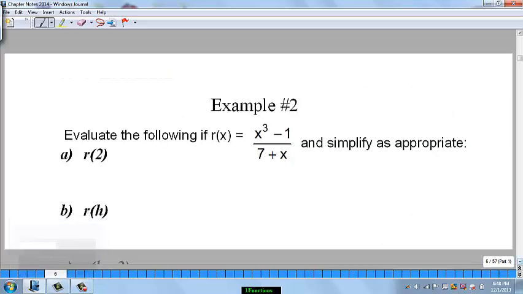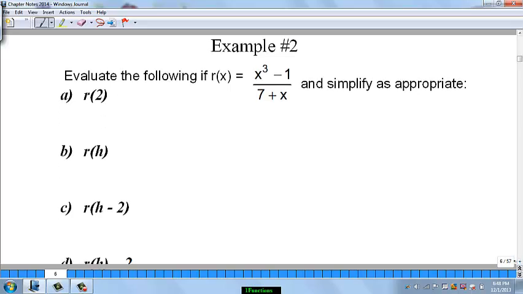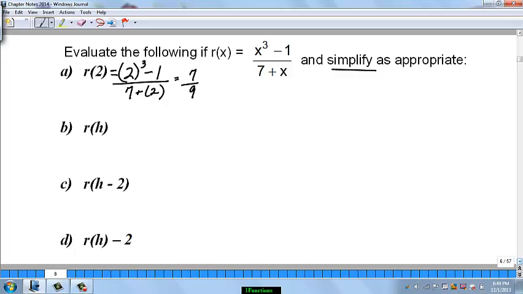Now let's try this again with a rational function or fraction. And I want to do r of 2. So if there's a 2 here, it's going to be here and here. So I have 2 cubed. Make sure you put in parentheses, please. Minus 1 all over 7 plus 2. And that is 2 cubed is 8 minus 1. So that's going to be 7 over 9. See, and it says simplify as appropriate, so there's nothing to simplify in that.